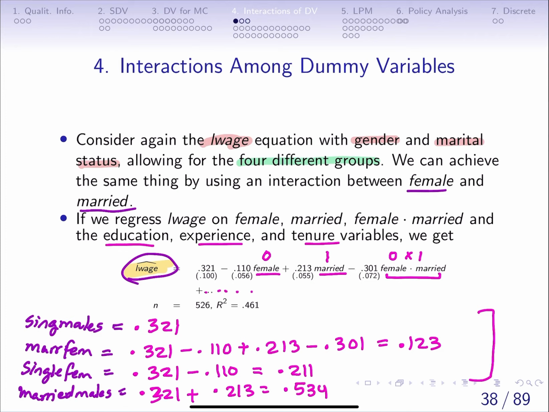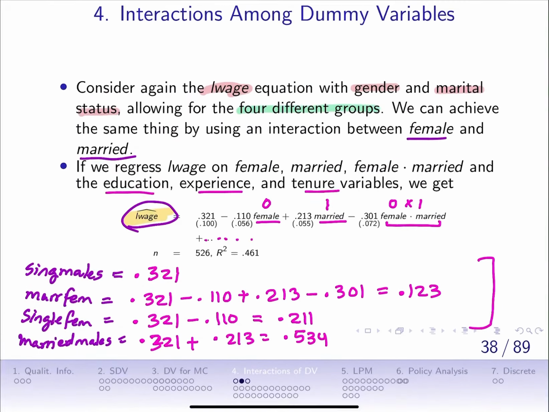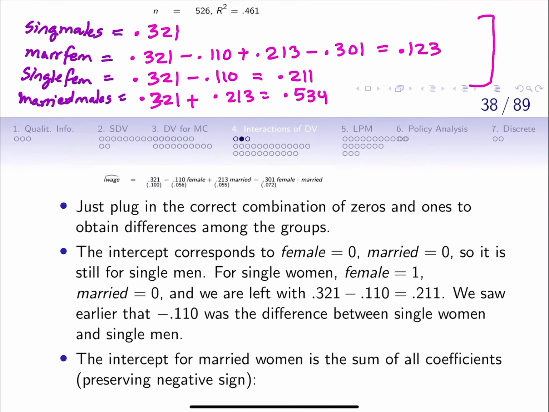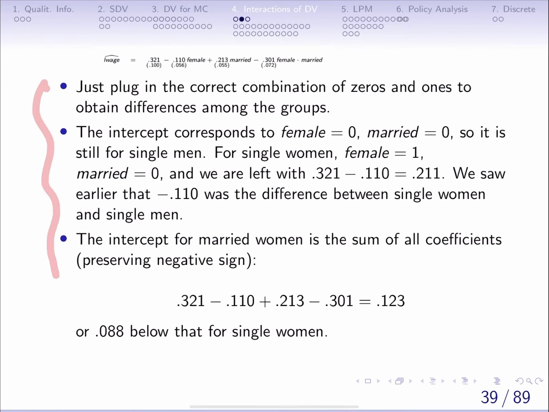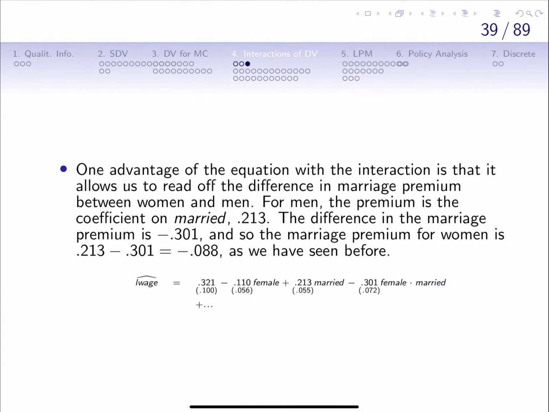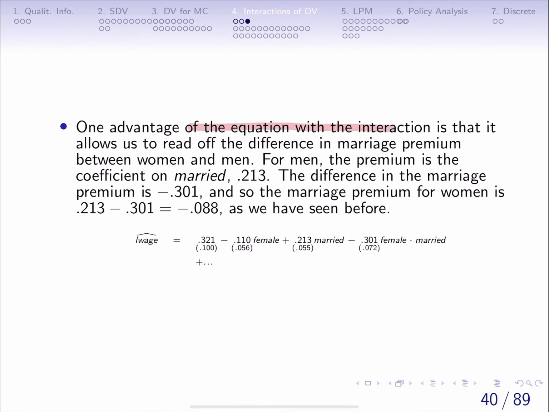Well, let's just take a look at what we're getting here. All that's on this slide is something we've already computed. But basically, the advantage of using this type of equation with an interaction term is that it allows us to read off the difference in the marriage premium between women and men. So if you were to think about what is the marriage premium for men, that is equal to 0.213.